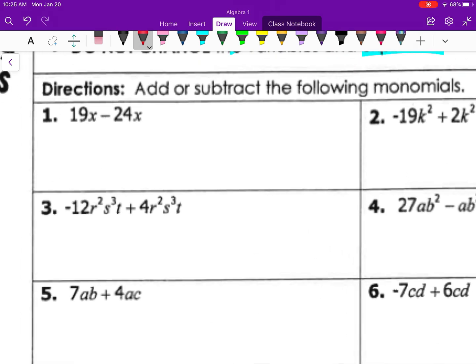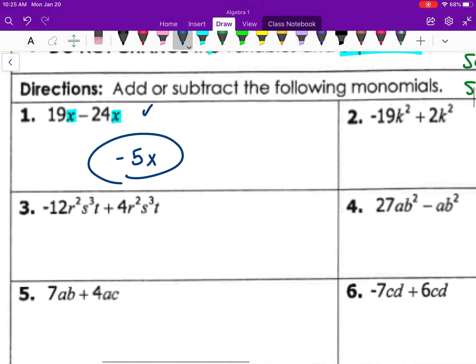So on number 1, looking at terms of x, I have 19 and I take away 24 of them. I want to make sure I got the same terms, x and x, so that's good. So now I can just do 19 minus 24 and say negative 5x. Okay.